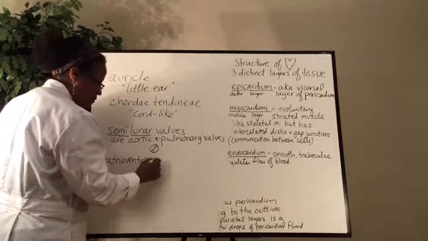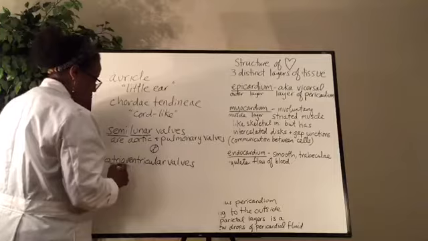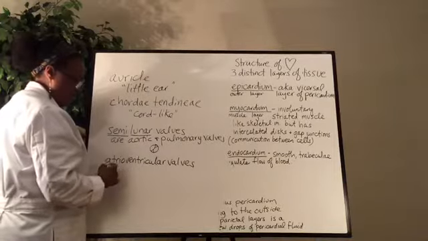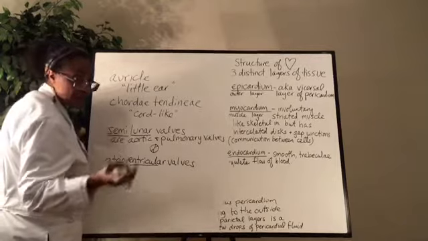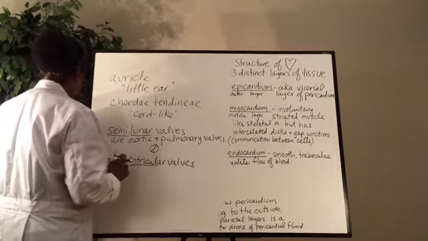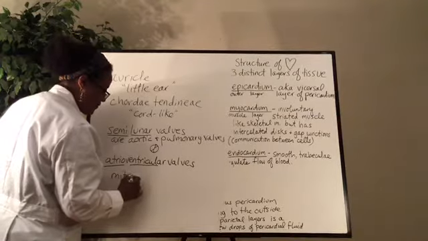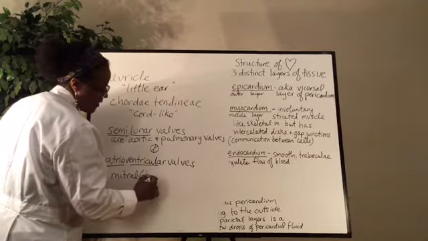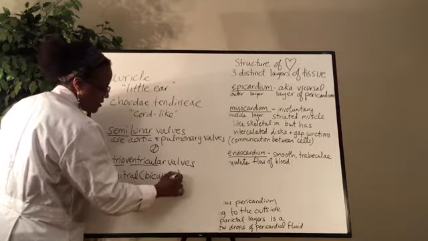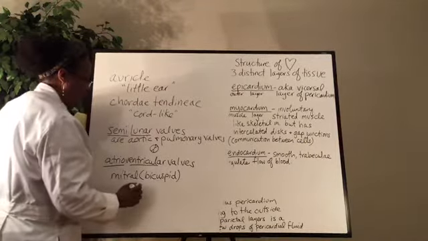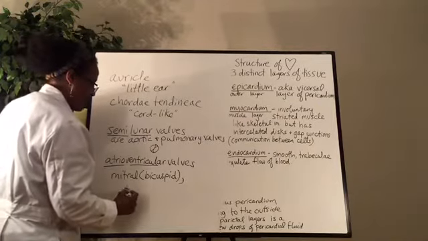Atrioventricular valves. Where do you think these are? Between the atrium and the ventricle. We're going to talk about this in a minute, but just to give you an idea, this would be the mitral valve. This is also called the bicuspid. Some people call it mitral, some people call it bicuspid. And the tricuspid valves.